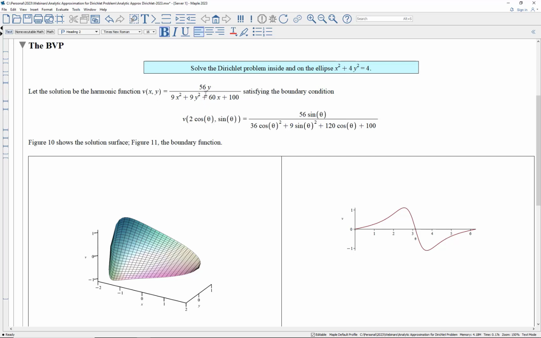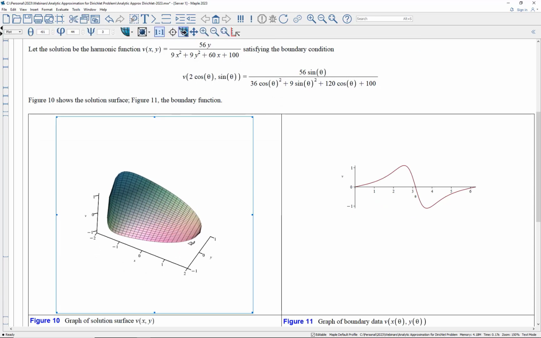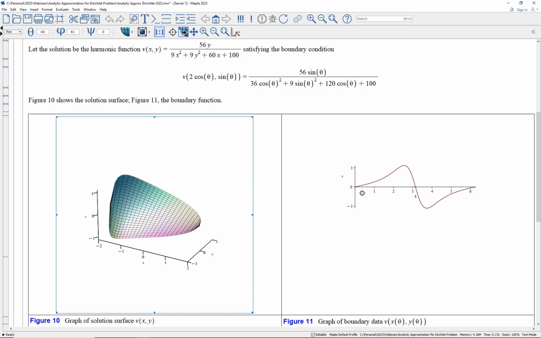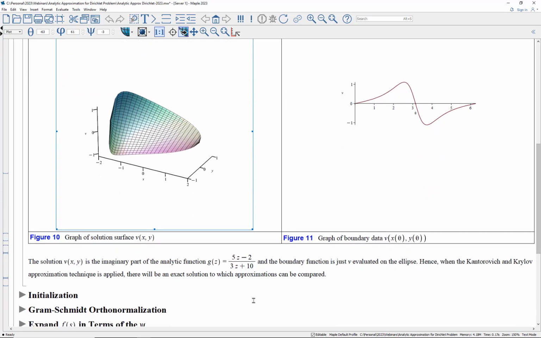So I picked this harmonic function. I'll show you in a minute how I got it. And then I evaluated it on the ellipse to get the boundary data. This is what the solution surface looks like as it sits over the ellipse. And this is the edge data. This is this function. Now, how did I get this? V is the imaginary part of this linear fractional transformation, and the boundary function is just V evaluated on the ellipse. So I will have an exact solution to compare to when I do this approximation.